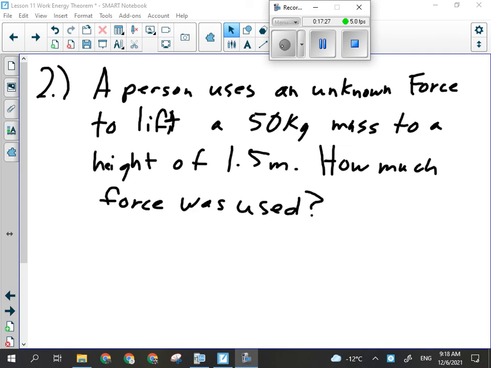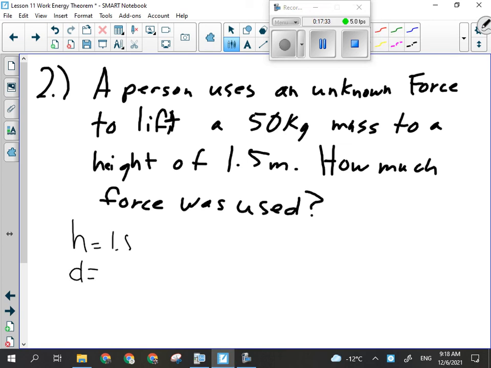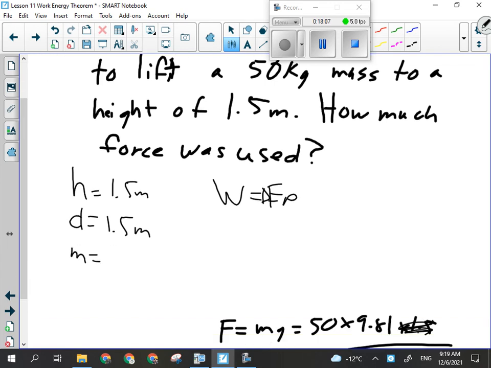All right, so as we said, the trick here is to understand first off that the height and the distance are both 1.5 meters because we're talking about something moving vertically. That wouldn't be true if I was pushing it up a ramp. If I was pushing this thing up a ramp, the distance would be the length of the ramp, and the height would be the change in height, vertically speaking. Then they wouldn't be the same. But if you're just lifting something vertically, distance and height are the same number. Now, because this is talking about a change in height, we're talking about a change in potential energy. The other number we were given was the mass, 50 kilograms.